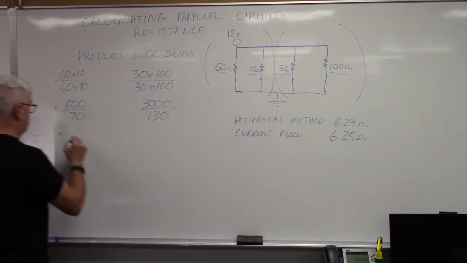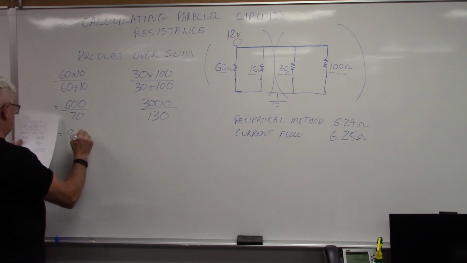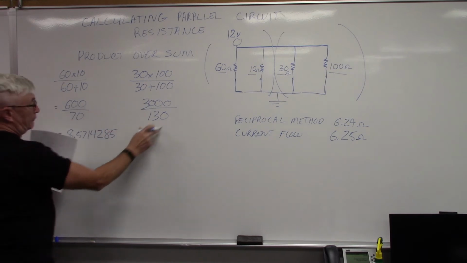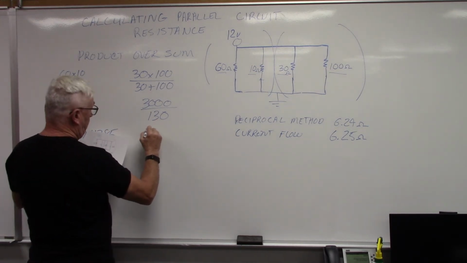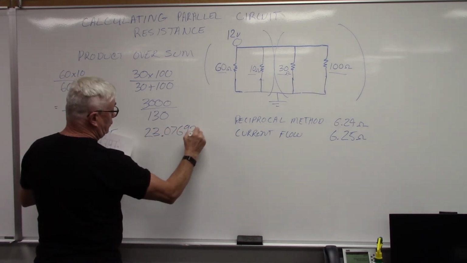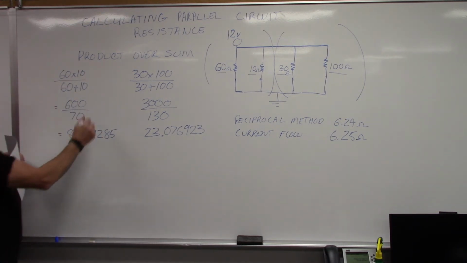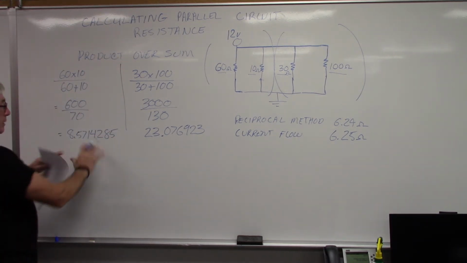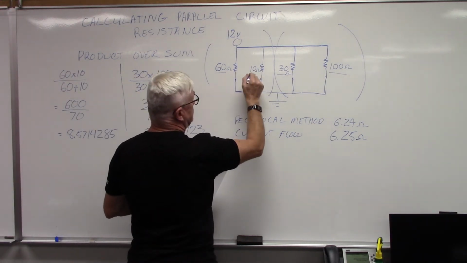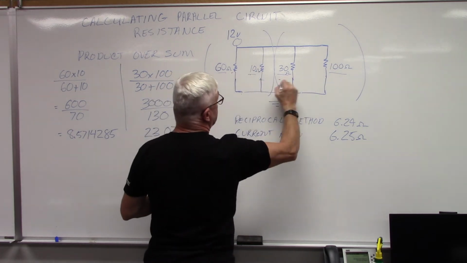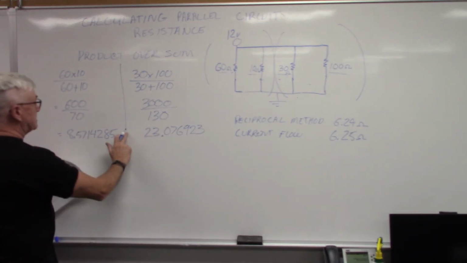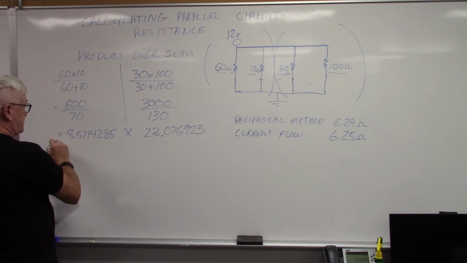So if we do this, we end up with a resistance of these 2 legs at being 8.5714285, and if we do this one, we end up with 23.076923. All right. So if we look so far, we're going down to here, and we've kept them split. But now we've calculated these 2 resistances into one, and these 2 resistances into one, but we still do not have a single resistance. So we use these numbers, and we simply do product over sum again.